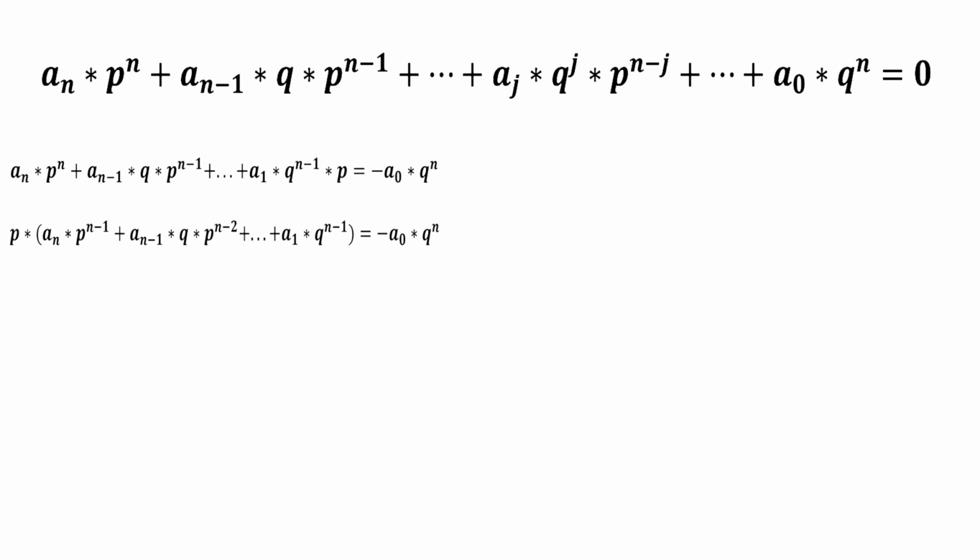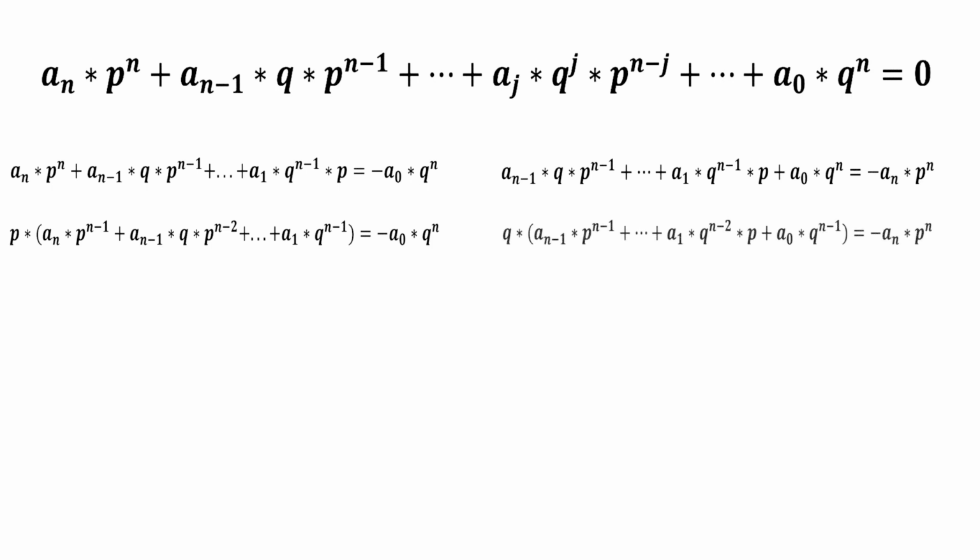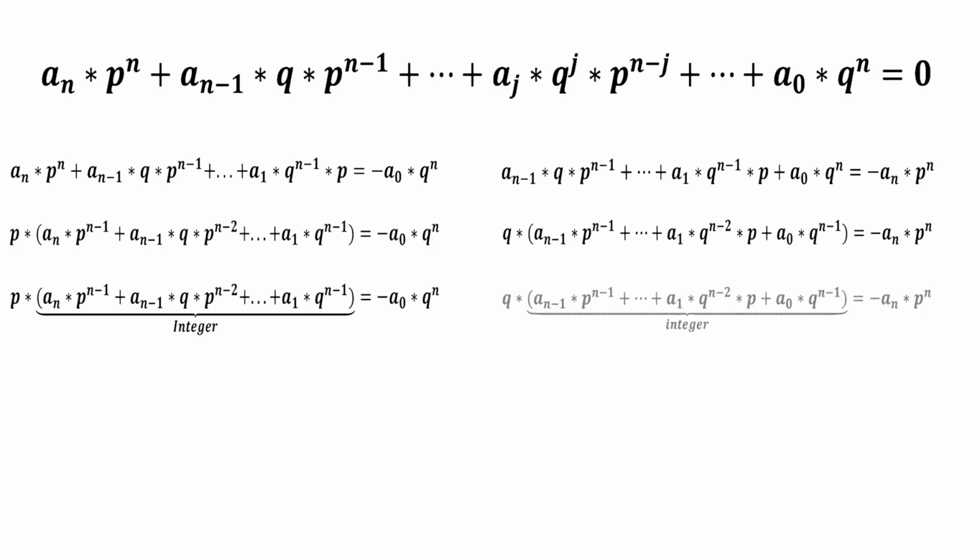For our q equation, we are going to do the exact same thing. We are going to subtract over the an times p to the n term to the right side. This will leave all the terms on our left side with a factor of q. We will be able to factor out the q and get q times a giant mess of an, p to the n's, and q's equals negative an times p to the n. Simplifying both equations, we get one equation is p times an integer equals negative a naught times q to the n, and for the other equation, we get q times an integer equals negative an times p to the n.